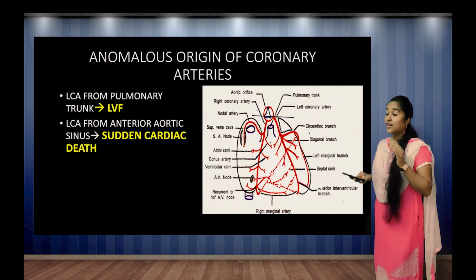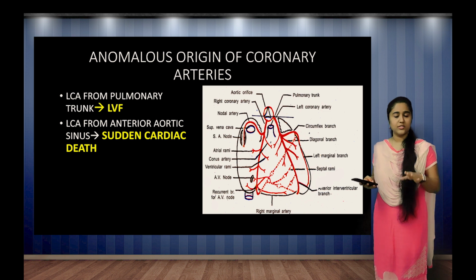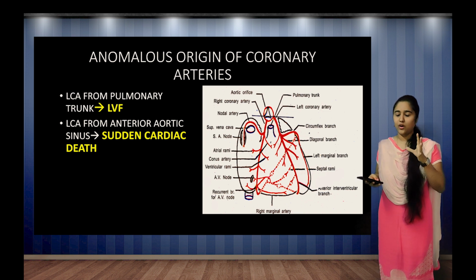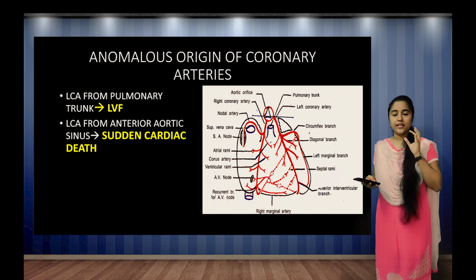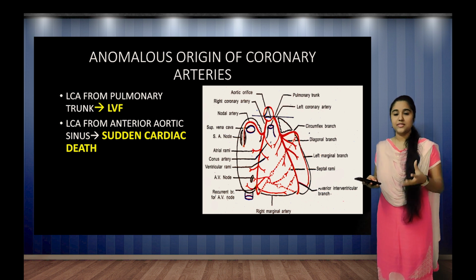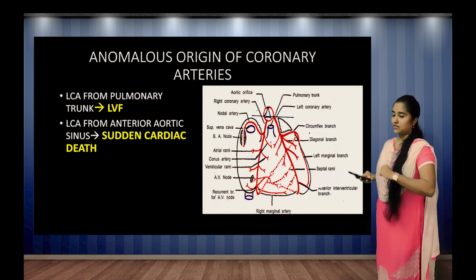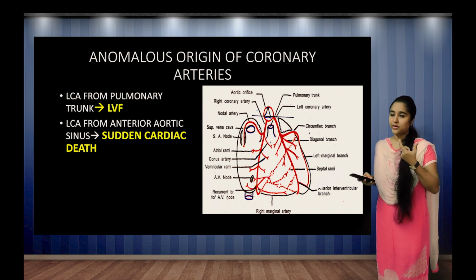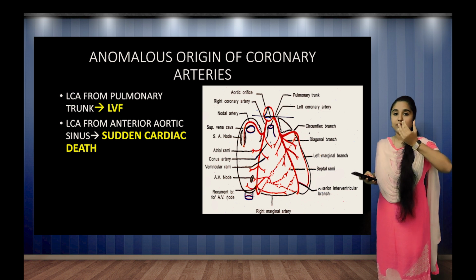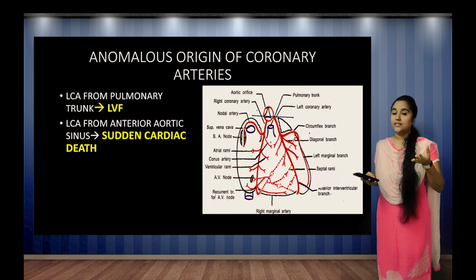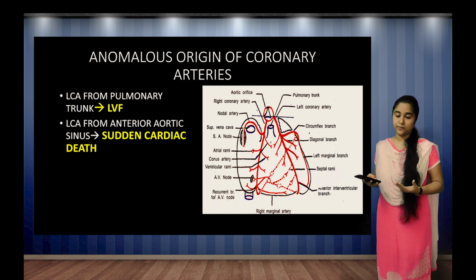Now, we'll see the anomalous origin of the coronary artery. So, we very well know about the origin of the coronary arteries. The left coronary artery, as you know, arises from the left posterior aortic sinus. But sometimes it can arise from the pulmonary trunk. So, if it is arising from the pulmonary trunk, what will happen? The left coronary artery gets filled up with venous blood. That will lead to cyanotic symptoms and then left ventricular failure.